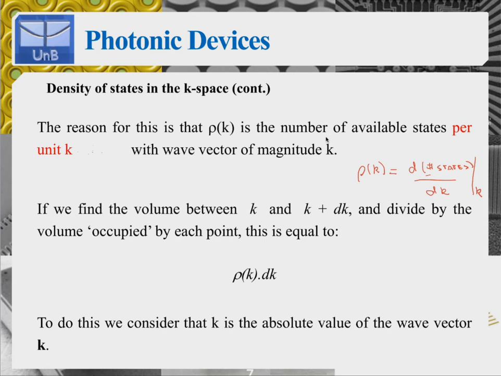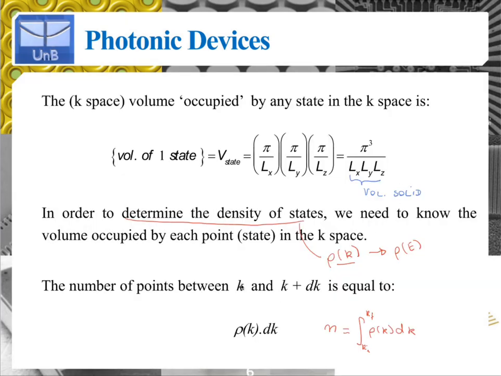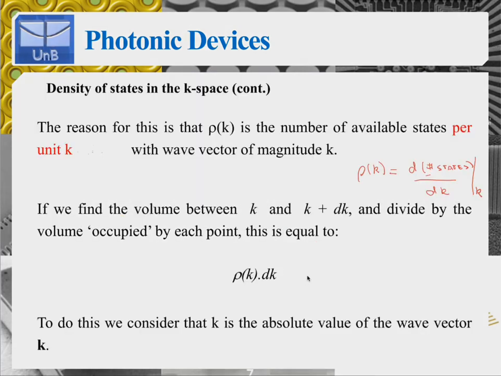So this is mainly the reason, but let's focus on the fact that the number of points with wave vector k's between k and k plus dk is equal to this quantity here. This is what's important. If you find the number of points that have k's between k and k plus dk, you have this, okay? So this is the key concept here. If we want to find rho, we can find the number of points with k's between k and k plus dk.